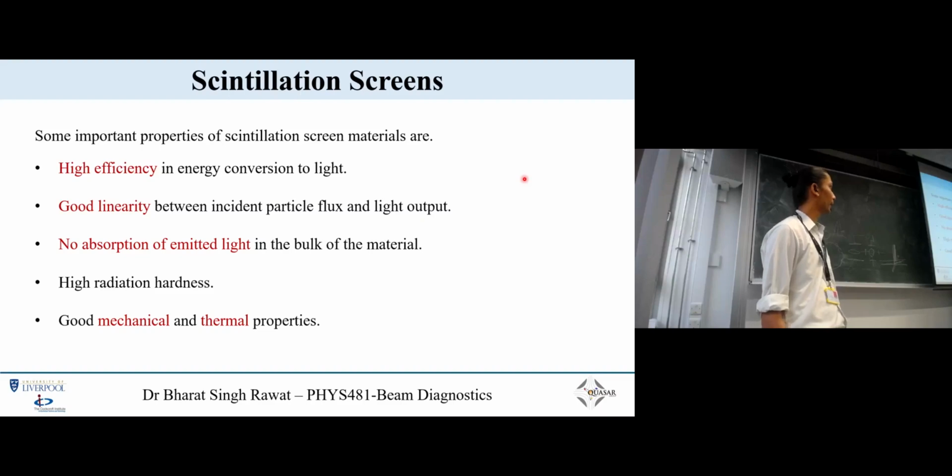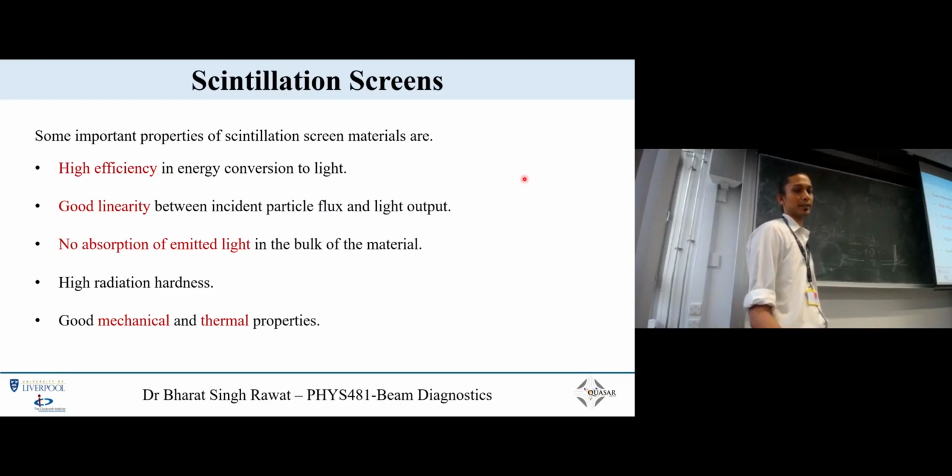High radiation hardness. This is important because you are operating it continuously under different radiation conditions. It can interact with material and produce, let's say, gamma rays. And when gamma rays interact with devices, they generally crumble, so radiation hardness is an important issue. And good mechanical and thermal properties. Because it is constantly being bombarded with very high energy particles, it undergoes thermal loads, so the material should be very resilient to such thermal loads.